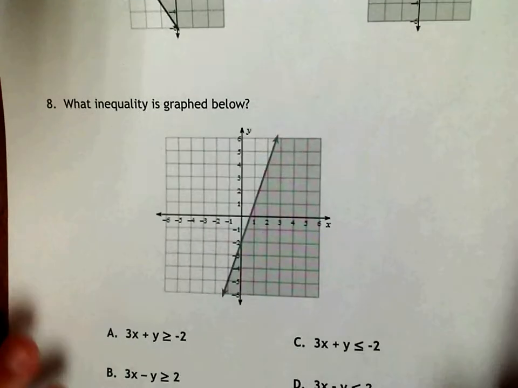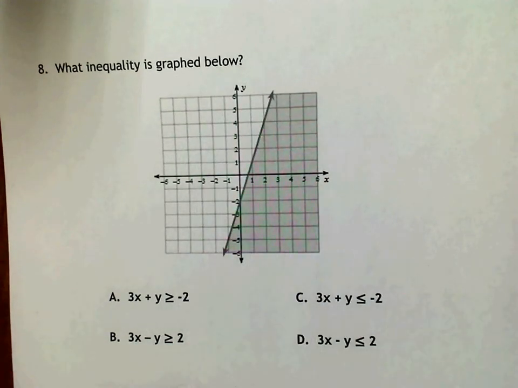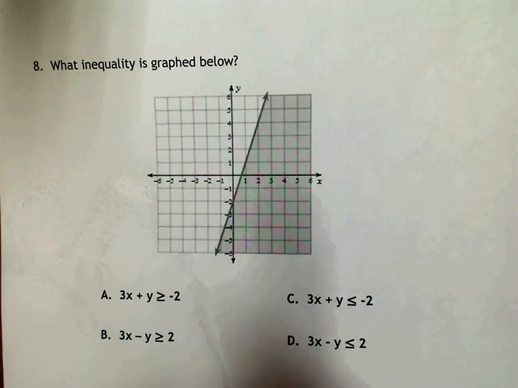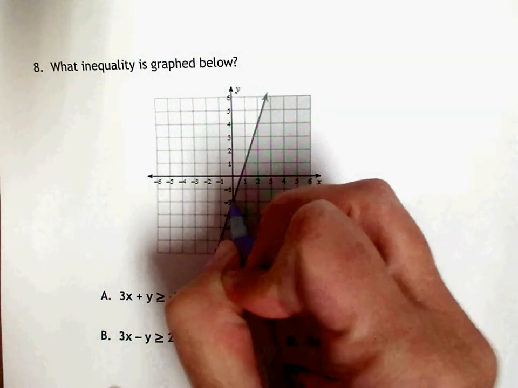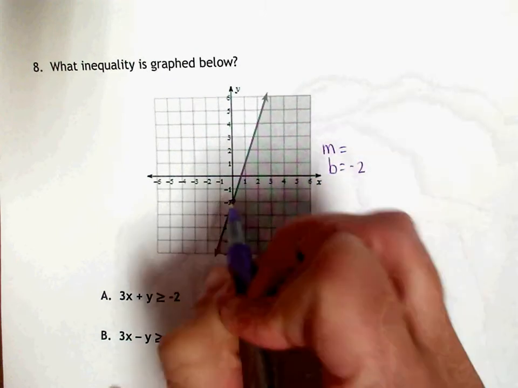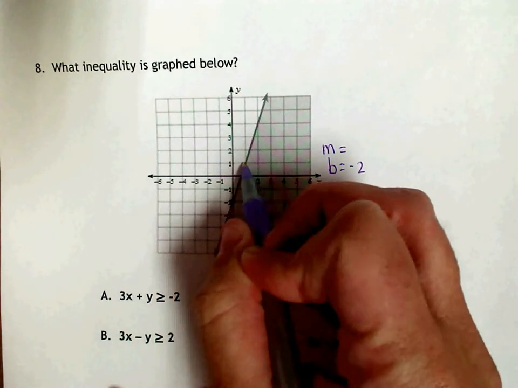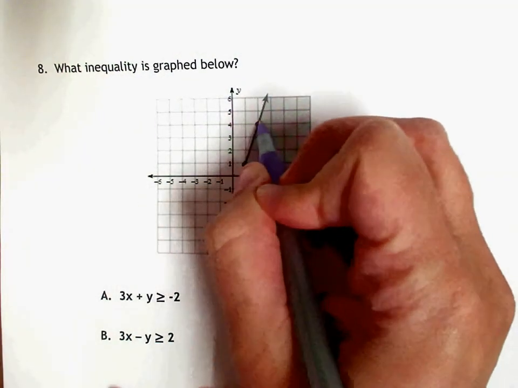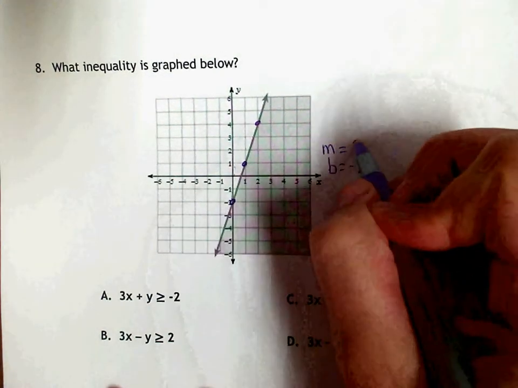All right, number 8, we've got to write the inequality that is graphed here. And so to do that, we need the slope and the y-intercept. So the y-intercept is negative 2, so that's your b. And now I've got to find the slope. So if I start at negative 2, I'm going to go up 1, 2, 3 over 1 until I get my next point. And I'm going to make sure that still works. That still works. So that means my slope is 3 over 1, which is 3.